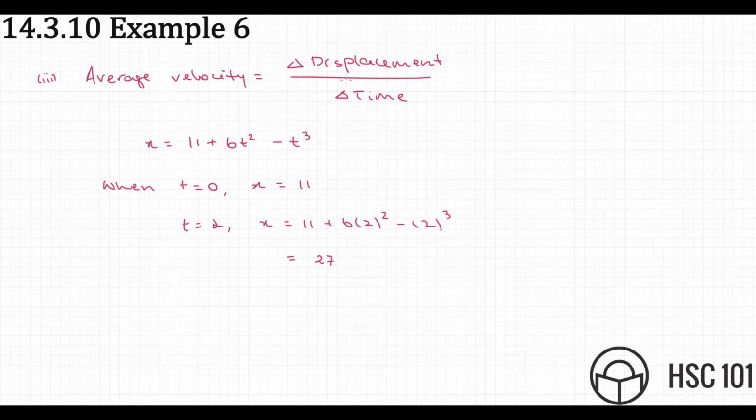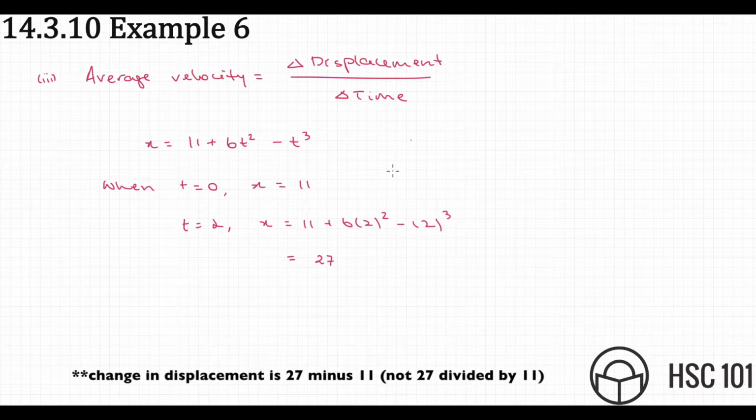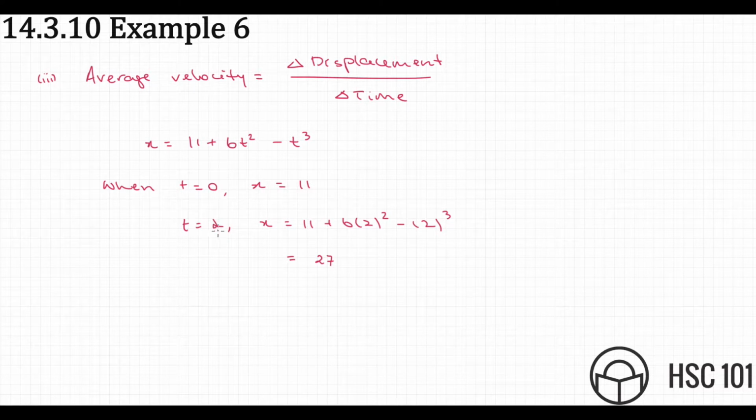So the change in displacement, we go from x equals 11 to x equals 27. So the change in displacement is 27 minus 11. And the change in time, okay, just 2 minus 0. It occurs over 2 seconds.